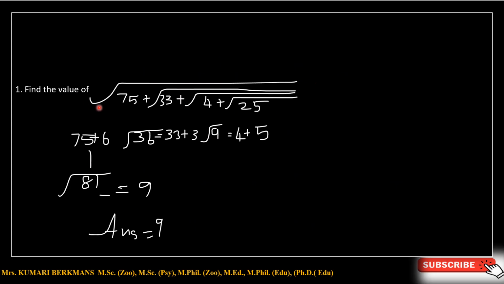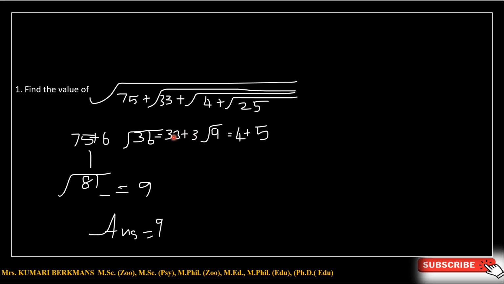Find the value of root 75 plus root 33 plus root 4 plus root 25. Let us see, it is very simple. So listen carefully. See, root of 25 is 5. So 5 plus 4 we get 9. We have to take 5 plus this 4, and if we add these two we get 9. Then root of 9 is 3.